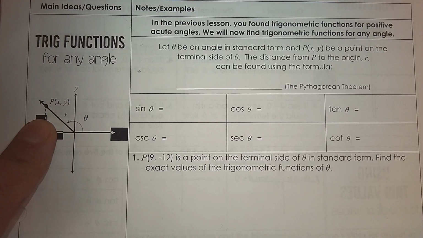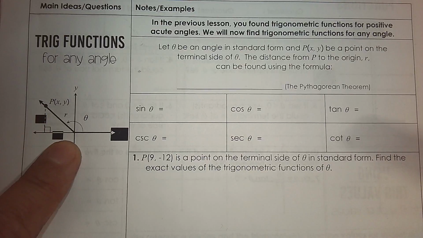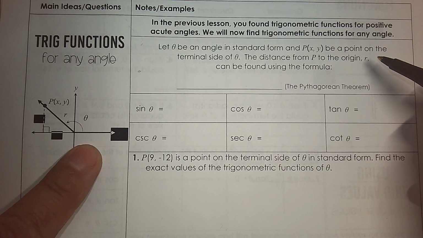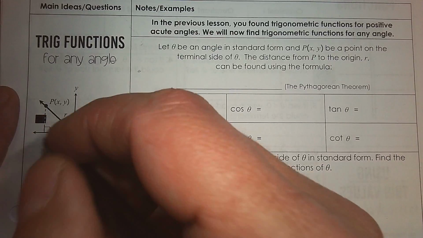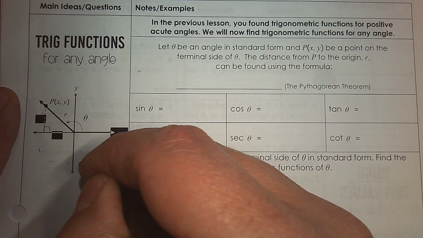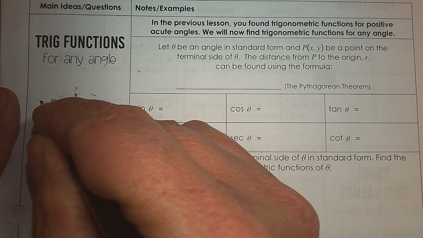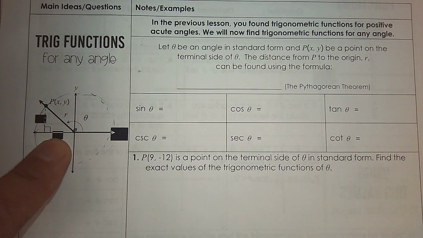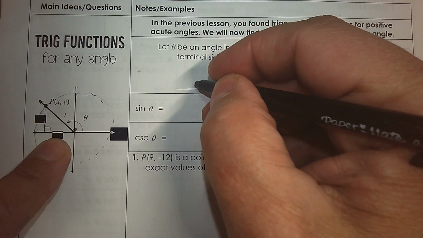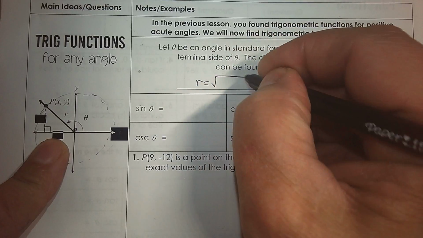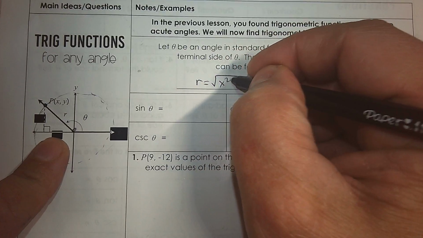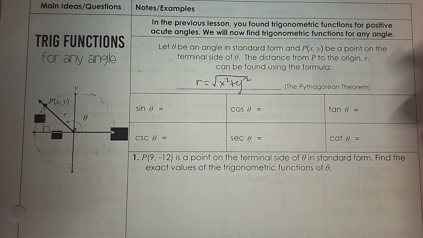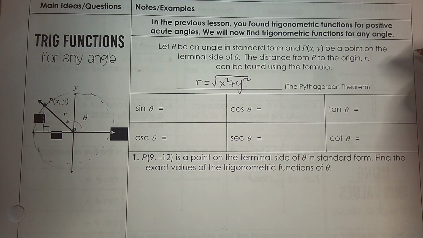The distance from P to the origin, r, can be found using a formula. You can even think of r like a radius. If you think of a circle that goes all the way around, what would the radius be, and how do you find it? The radius, or r, is the square root of x squared plus y squared, and that does come from the Pythagorean theorem.